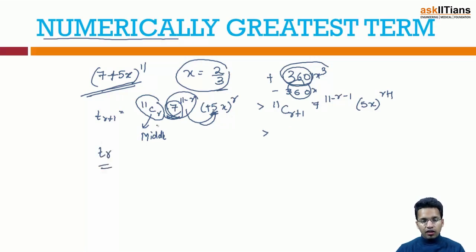That is t(r) basically. So in that we will be substituting r as r minus 1. So this will be 11C(r-1), 7 raised to power 11 minus r plus 1, and 5x raised to power r minus 1. Now x is given to be 2/3. At this stage we will substitute it as 2/3, this also as 2/3.